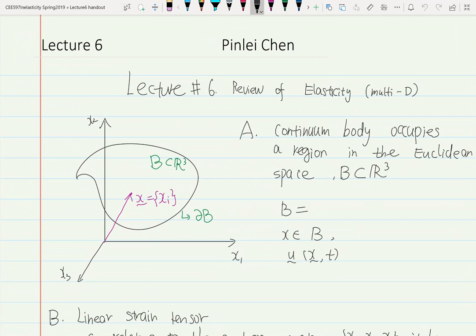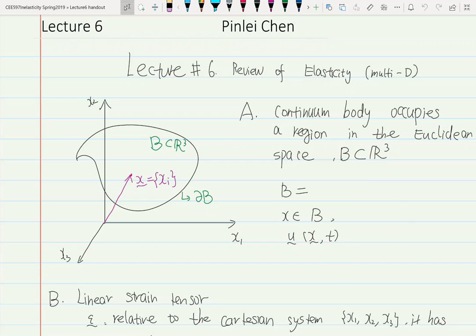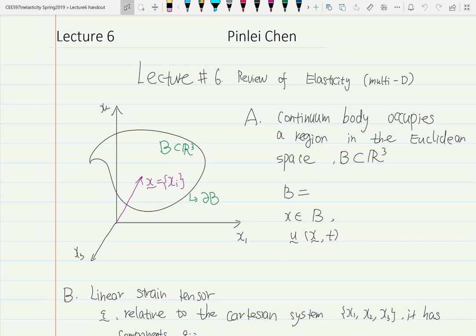Okay, so as I promised, this additional lecture would be on the review of 3D elasticity. Let's get started real quickly so we can finish on time. Consider that you have a three-dimensional space, and inside of it you have this continuum body, which in this case I draw as a potato here.